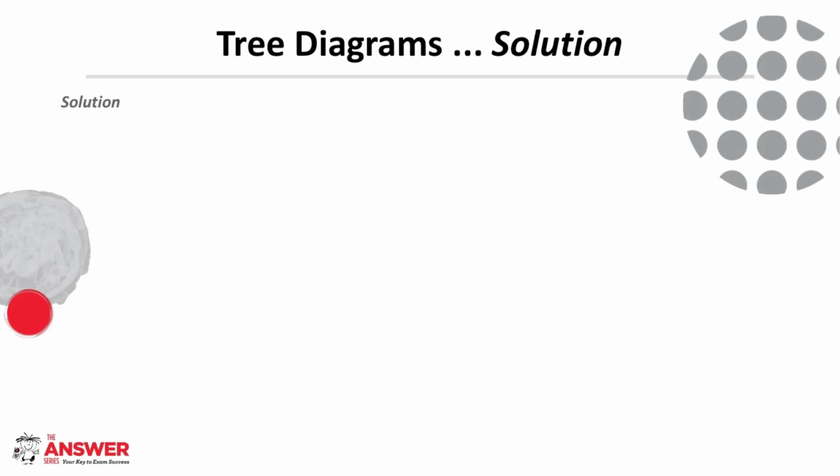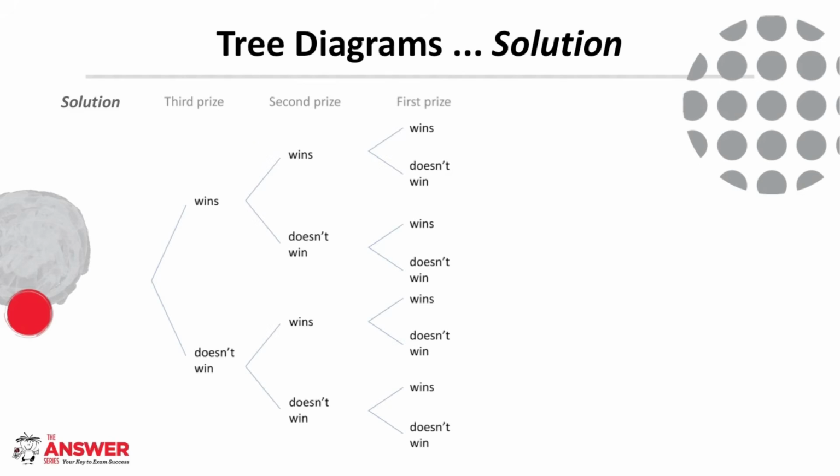We start off by seeing that there are 3 prizes to be won, and so there will need to be 3 layers to our tree diagram. For each prize in each eventuality, the 2 options are she wins or she doesn't win. Let's look now at placing the probabilities on each branch.